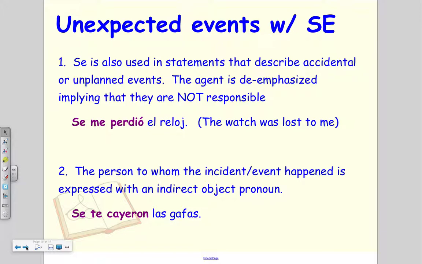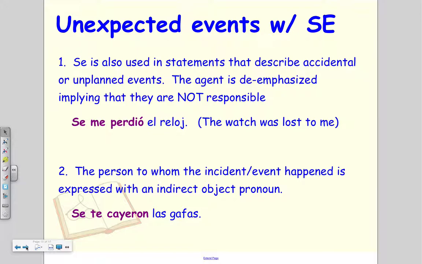Did I do that on purpose? No. And the Spanish understand that. So they take the responsibility off the person doing the losing. And they make it, it's not my fault. Se me perdió. It happened to me in this case. The watch was lost to me. Se me perdieron las llaves. Lost my keys. No, the keys went and lost themselves, okay? Let's get that straight. I didn't lose anything.